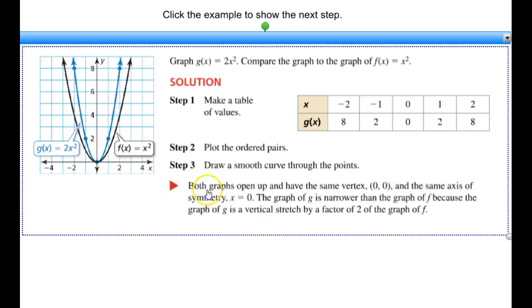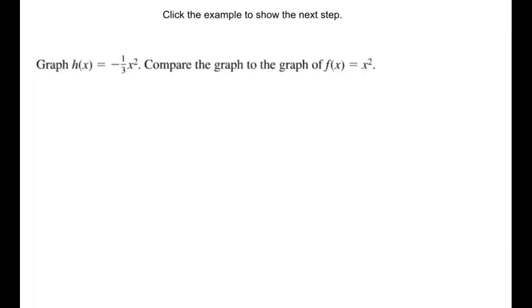So now I can compare the two graphs. I see that they have the same vertex, and they also have the same axis of symmetry. The graph of my g of x, my blue one, is narrower than my parent function. And I knew that it was going to be narrower because this value is greater than 1. So I know that it is a vertical stretch by a factor of 2. So that's just how I can look at both graphs and compare them with each other.